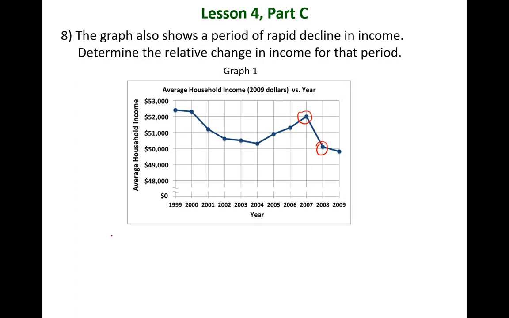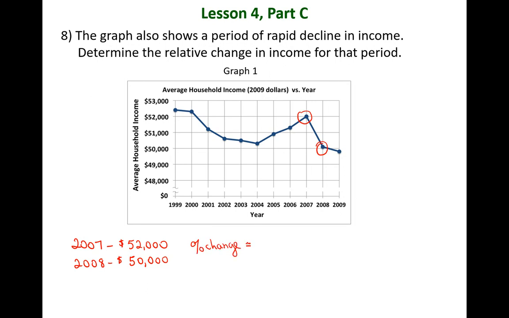In 2007, we see that the average household income is $52,000. And by 2008, that looks like it has dropped all the way to $50,000. Might be a hair over, but let's just say it dropped to 50,000. All right, in this case, if we want to get that relative change, sometimes it's called a percent change.